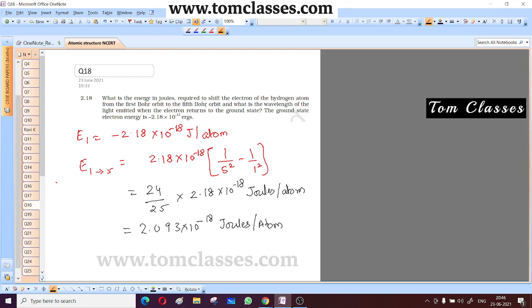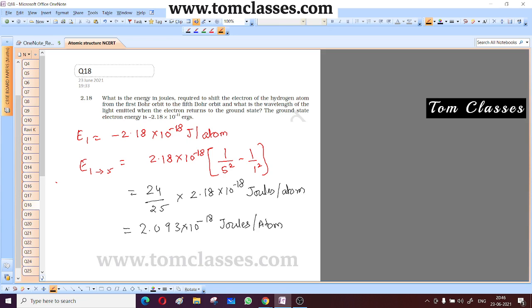Okay, so that's what it is. Now, an electron of a hydrogen atom goes from the first Bohr orbit to the fifth Bohr orbit, and what is the wavelength of the light emitted when the electron returns to the ground state? Now, when it is returning to the ground state, the same amount of energy is going to be emitted here.